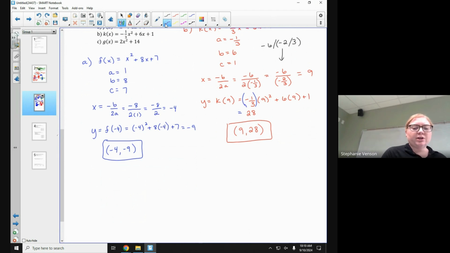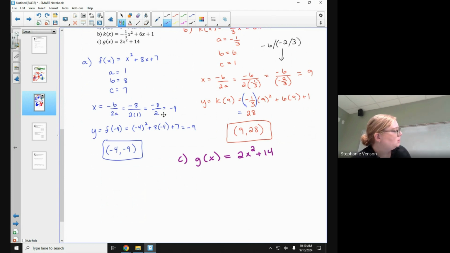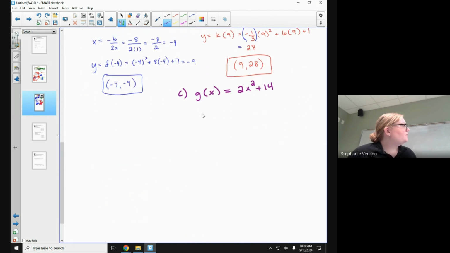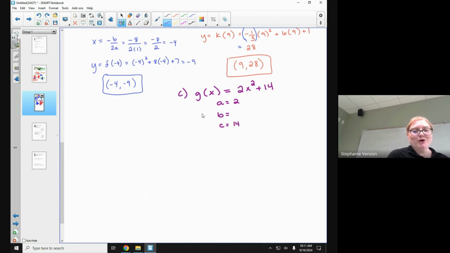I know it's a little bit overkill to still do another one, but this one was a little different than the other two because, well, you'll see why in a second. So I just wanted to make sure I taught you how to do it. The last one we're going to just find the vertex for is G of X equals 2x squared plus 14. Okay. So talk to me about A, B, and C. What is A? 2. What is C? 14. What is B? 0. Good.